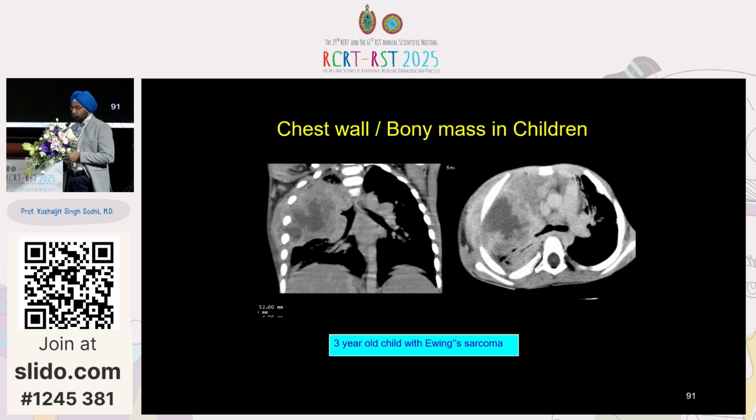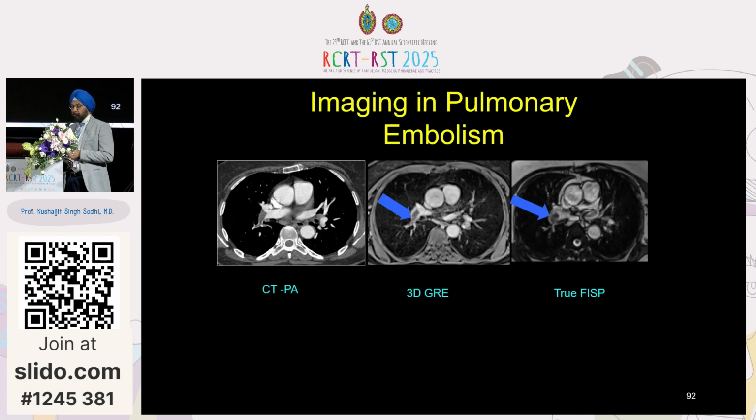And if you have a chest wall or bony lesion mass with a large intrathoracic component, think of Ewing sarcoma as well. Look at the ribs. If the ribs are destroyed with a large intrathoracic component, you're probably looking at an Ewing sarcoma.